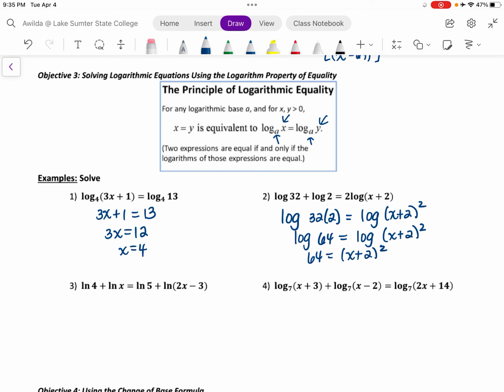Using the square root property and interchanging the two sides, we can say that x plus 2 must equal plus or minus the square root of 64, or that x plus 2 must equal plus or minus 8. Subtracting 2 from both sides, we get that x is equal to negative 2 plus or minus 8, which gives us two values for x. Either x is negative 2 minus 8, or negative 10, or x is equal to negative 2 plus 8, which will give us 6.